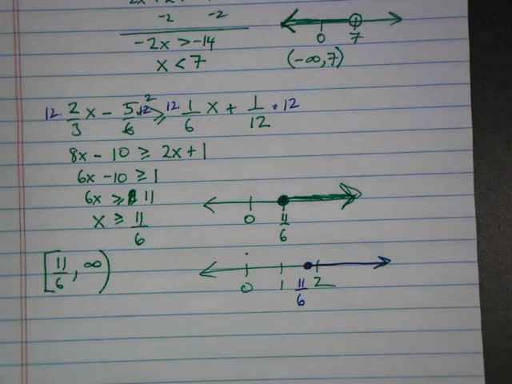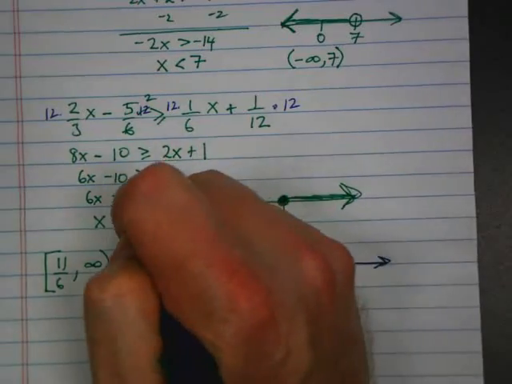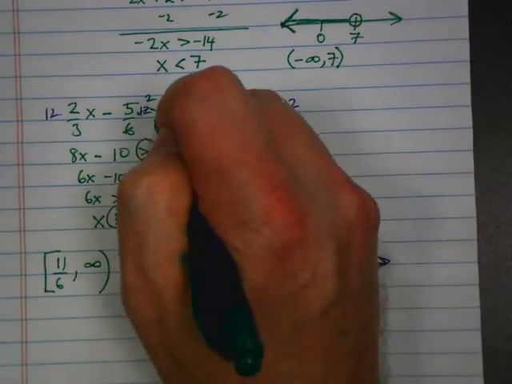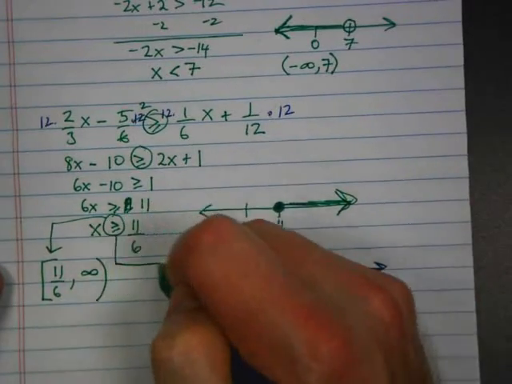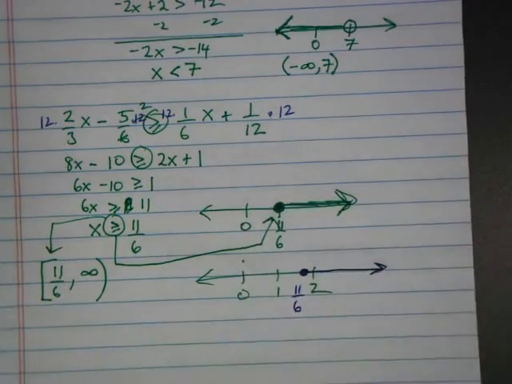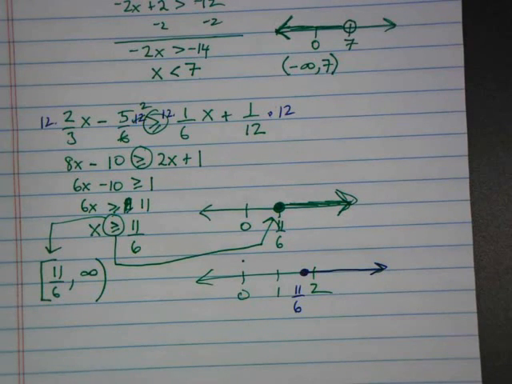Questions on that? So the 11 over 6 got the bracket because it has the equal to. Correct. We have the equal to back here. We have the equal to from the beginning. When you have the equal to, you get the square bracket. And when you have the equal to, you get the dot. Okay. Yep. Other questions?